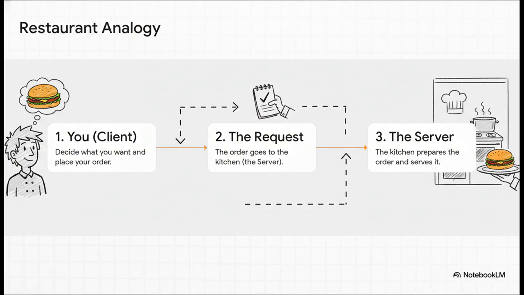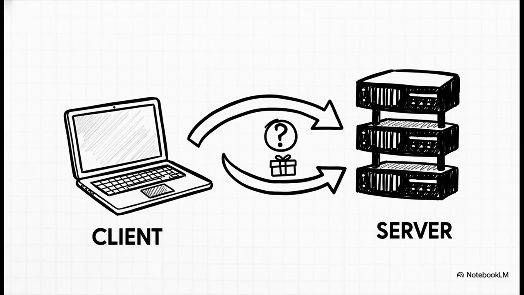So picture it. You're sitting at the table. You are the client. You look at the menu and you decide you want a burger. That's your request. Your order goes to the kitchen. And the kitchen? That's the server. The kitchen does all the heavy lifting, grilling the burger, cooking the fries, and then it serves it back to you. Your computer is doing that exact same dance, probably millions of times a day. So let's just boil this whole thing down. If you remember only one single thing from all of this, make it this. A client requests and a server serves. That simple little partnership is the magic trick that makes the entire internet function.